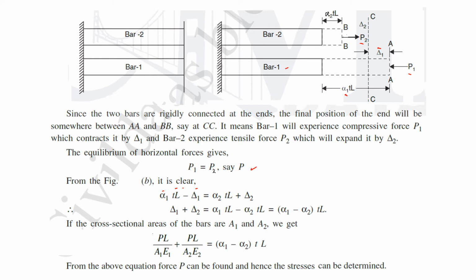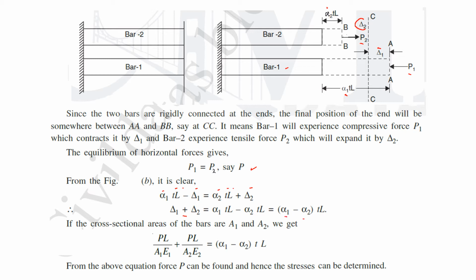Now let us consider bar 2. The free expansion is alpha 2 TL and the final position should be CC, and let delta 2 represent the increase in length due to the tensile force P2. So the distance up to CC considering bar 2 is alpha 2 TL plus delta 2. From this we can take the terms delta 1 and delta 2 to the left side and the remaining terms to the right side. Delta 1 plus delta 2 is given by alpha 1 TL minus alpha 2 TL, that is, alpha 1 minus alpha 2 into TL.